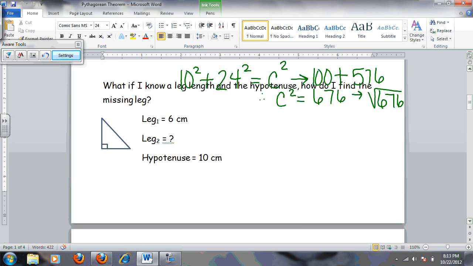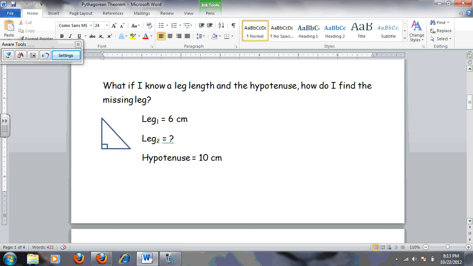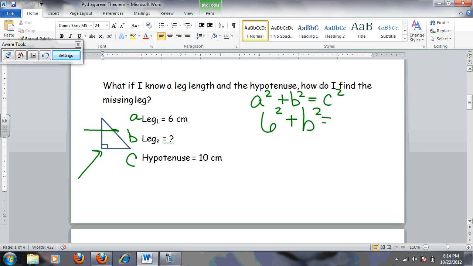What if I'm given this information? Uh-oh, something's different. A leg is A, a leg is B, and the hypotenuse is C. Well, let's remember the theorem. A squared plus B squared will equal C squared. Because I have a right triangle, it has a right angle. A squared is one of my lengths. I know it's 6, so 6 squared plus. Do I know my second leg? No, so let's leave it B squared equals C squared. Do I know the hypotenuse? Yes, 10 squared.